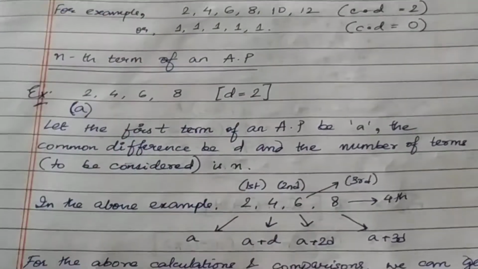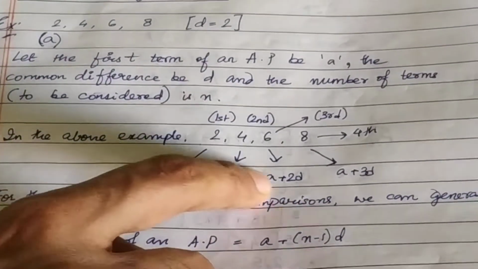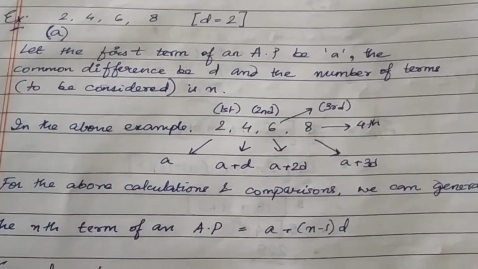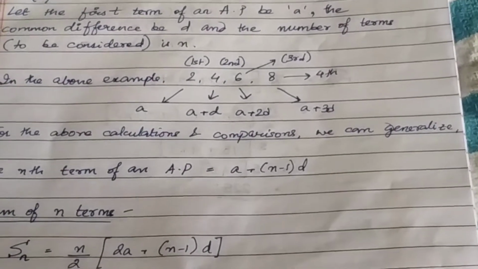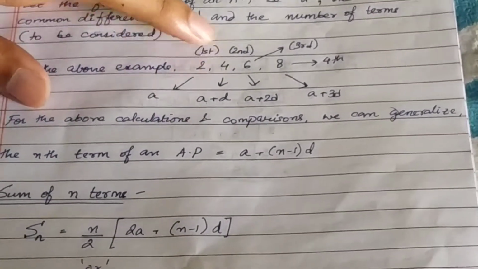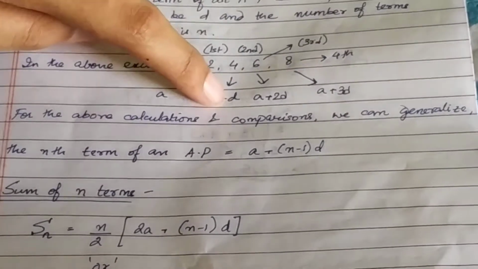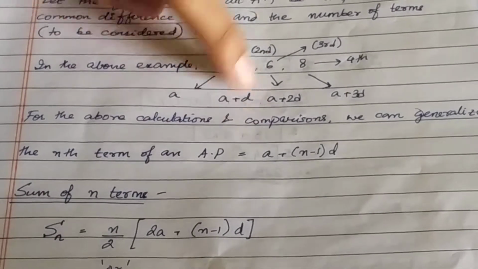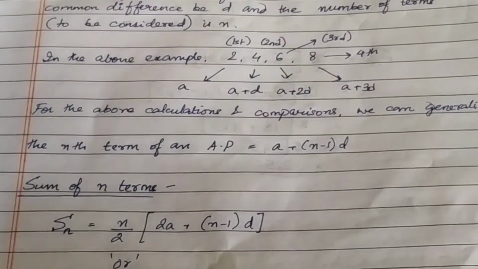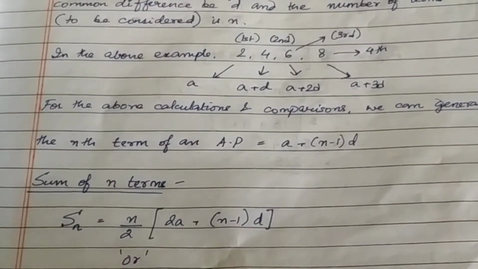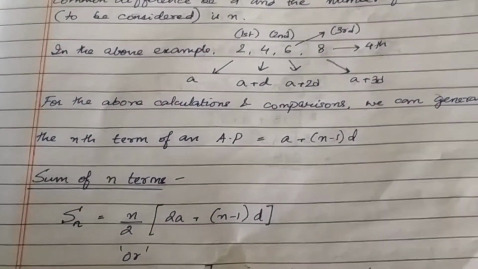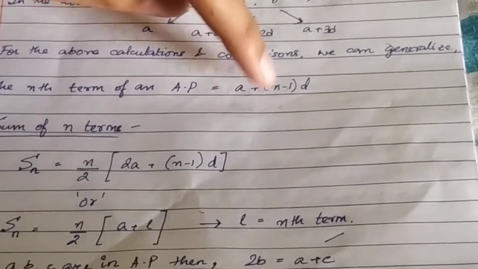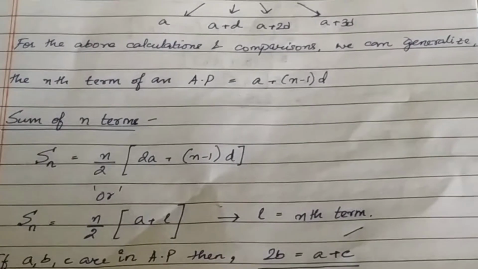Then the third term will be A plus D again, so it will be A plus 2D. And then the fourth term will be A plus 2D plus D again, that will be A plus 3D. So you can correlate: the first term is A, second term is A plus D, third term is A plus 2D. If you see 3 and 2, 2 and 1, and again 4 and 3, whatever the nth term, the coefficient of D is n minus 1. So from that we can generalize that the nth term of an AP will be A plus (n minus 1)D.